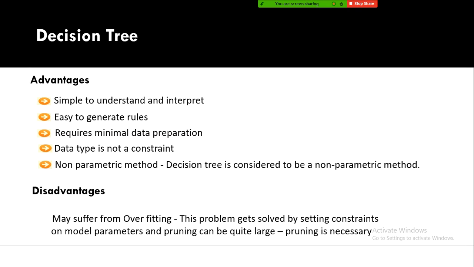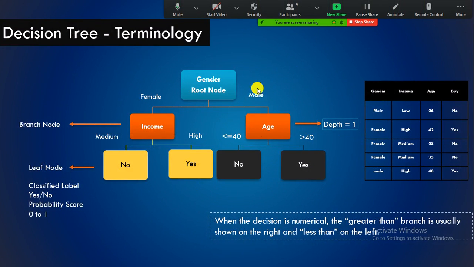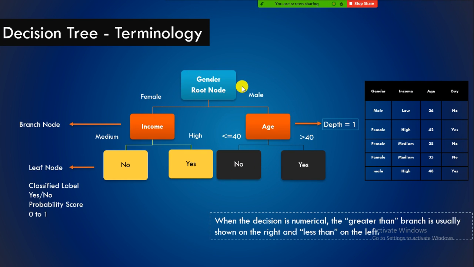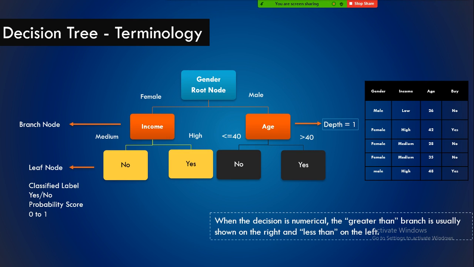Now let us dive into understanding the terminology used in decision tree. Okay, so this is the decision tree. This is how the typical decision tree will look like. I took only a simple data set so that you can understand without much pain. Here I have 4 columns. Of the 4 columns, we have 3 features: the gender, income, and age.